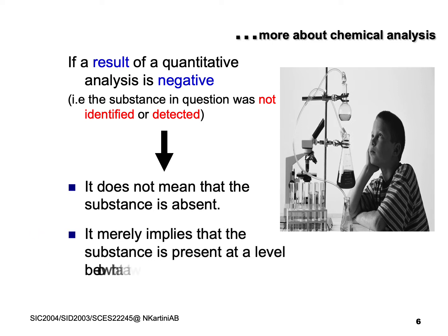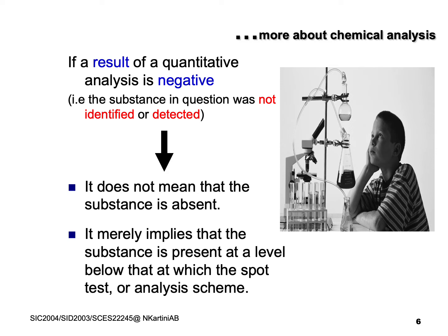It merely implies that the substance is present at a level below that at which the spot test or analysis scheme can detect it. Perhaps if you prepare the sample using another method and use a more sensitive instrument, the result that you get is not negative. So when you report your result, you are actually not reporting 0, but you need to indicate that it is not detected, or you just use the symbol ND.